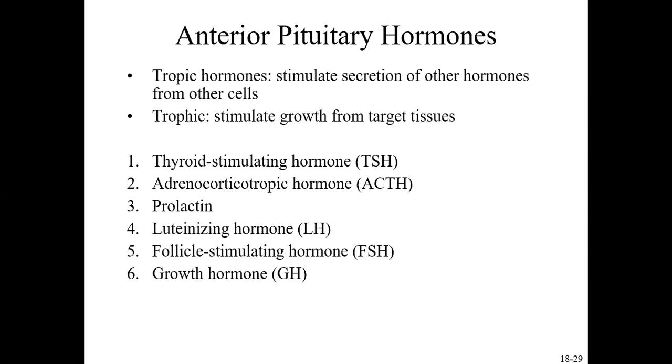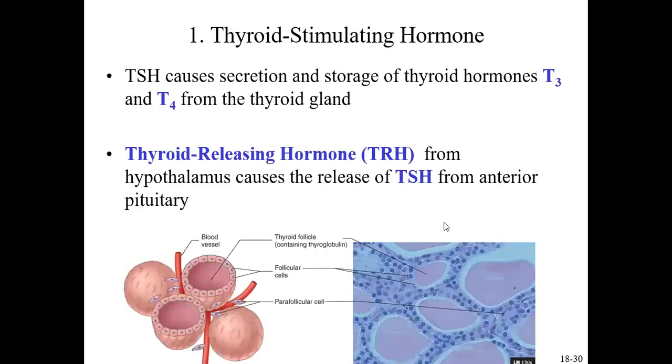A trophic hormone has to do with growth. It stimulates some type of growth from the target tissues. Now, all the ones listed here fall into the category of tropic hormones. They all cause the release of additional hormones, and we'll look at some of those pathways as we go through these. So these 6, we'll go through each one separately, beginning with the thyroid stimulating hormone.